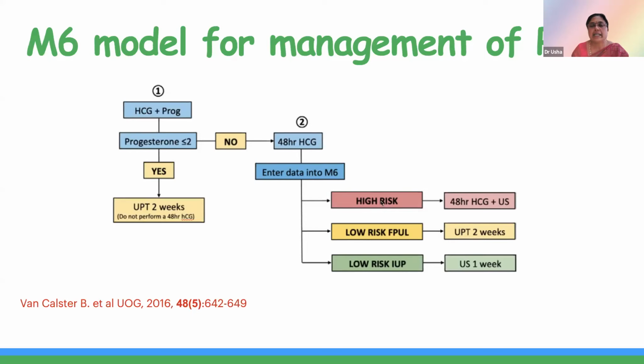So if it tells us it's high risk for ectopic pregnancy, then we have to follow this with 48-hour HCG and ultrasound till we see the gestation sac. If it is low risk, suggestive of failed pregnancy of unknown location, then we just have to do a UPT after 2 weeks. And if the model tells that it is a low risk for ectopic and likely intrauterine pregnancy, then we have to follow it up with the ultrasound after 1 week.